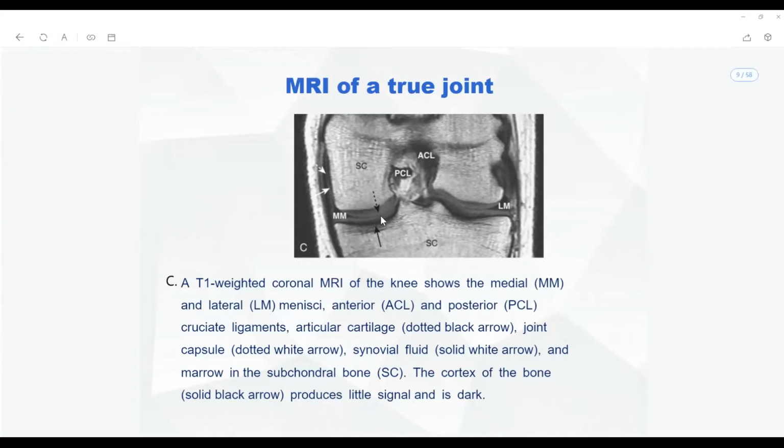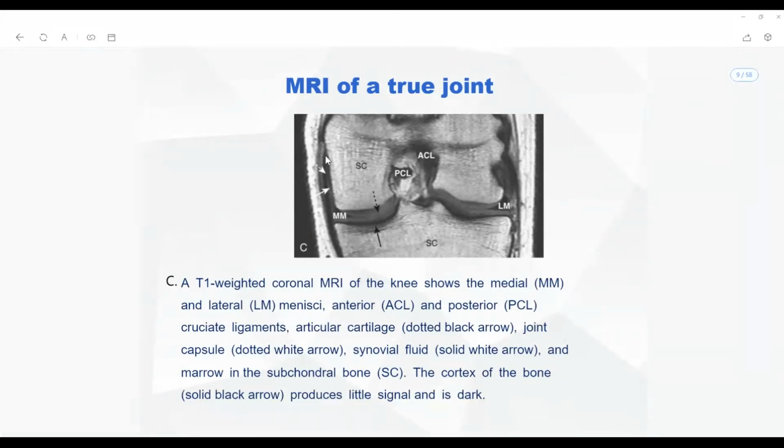Okay, and then we have the joint capsule. You see here, this is the joint capsule. And then we have the cortex of the bone. This is the cortex of the bone. Right, joint capsule, cortex of the bone. And then we have the synovial fluid here.